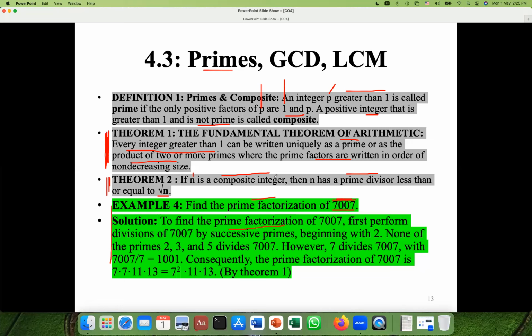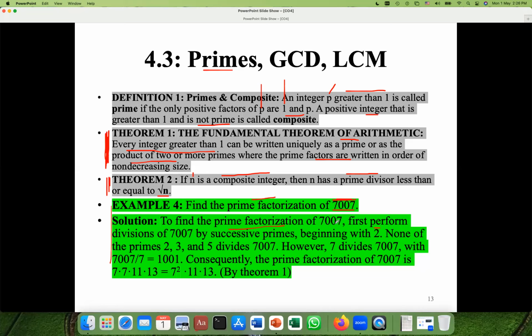So you have to divide this number successively, or in a sequence, with the primes. You have to start with 2, and if it is divisible, then you will get some quotient. Then you take that quotient and divide it again with 2. If it is divisible, take the result. If it is not, then try the next prime number, which is 3. And in this way, you can go on. So here, 7007. First we are trying to divide it by 2.